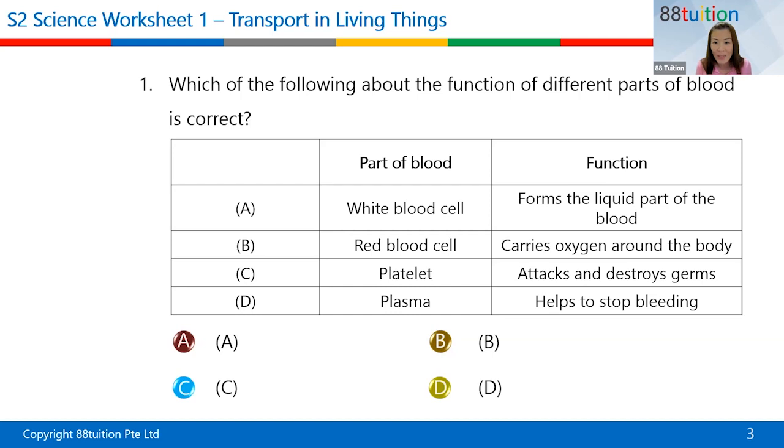It's not the plasma TV we are talking about. It's a yellow fluid in the blood. White blood cells attack and destroy germs. All substances that are foreign and harmful to us, the white blood cell will take action to attack and destroy them so we don't get sick.